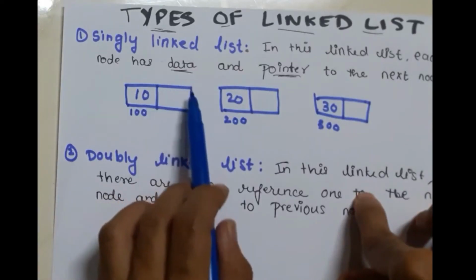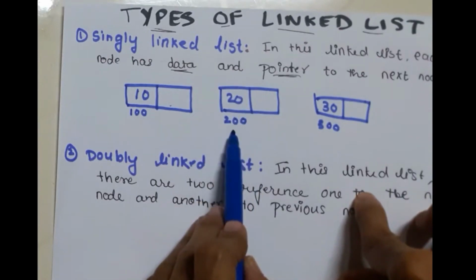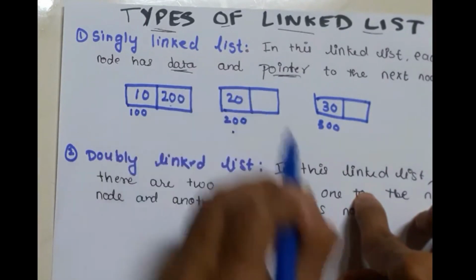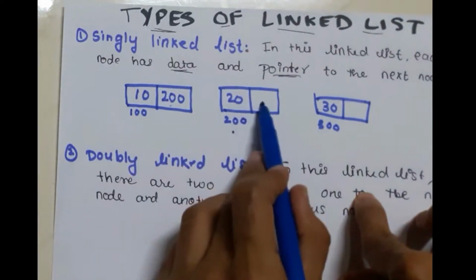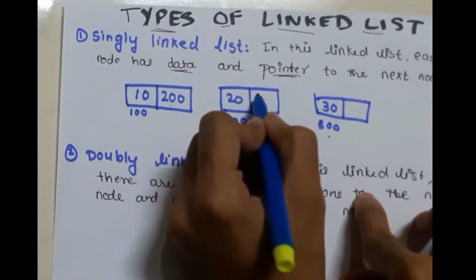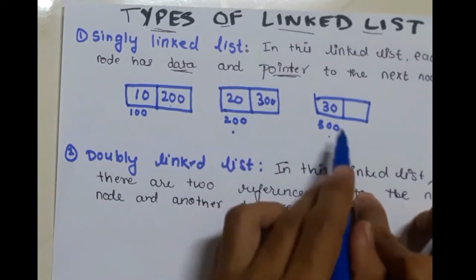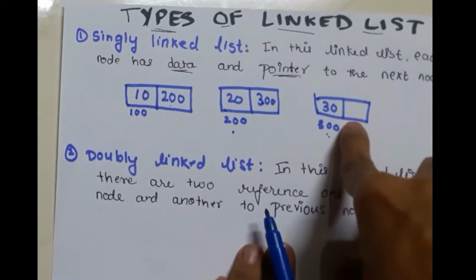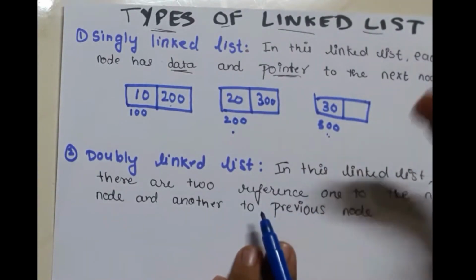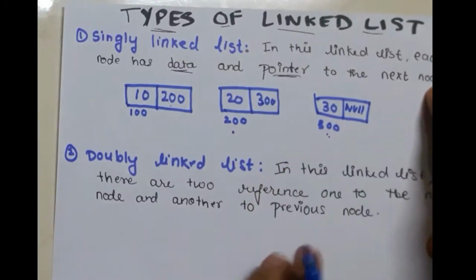Now this field will consist of the address of next node. Next node is 20, address of this node is 200. So this field will consist of 200. Similarly, now this field will consist of 300. The address of next node, that is 300. Okay. And finally the last node. So this node address will consist of null because there are no further nodes. So this will consist of null.